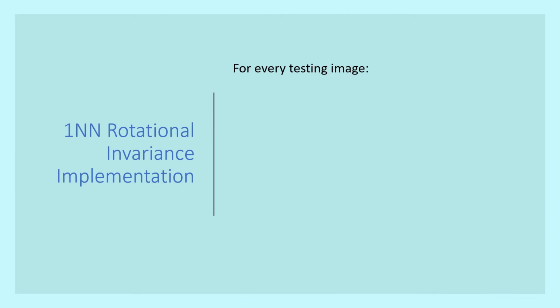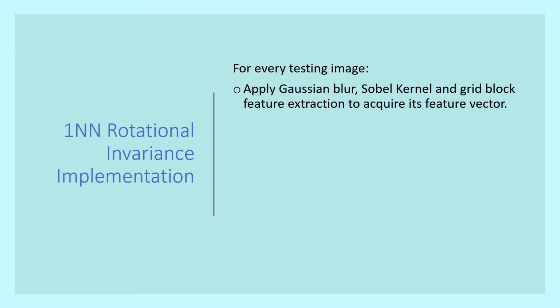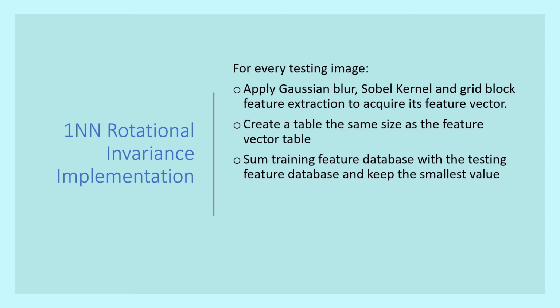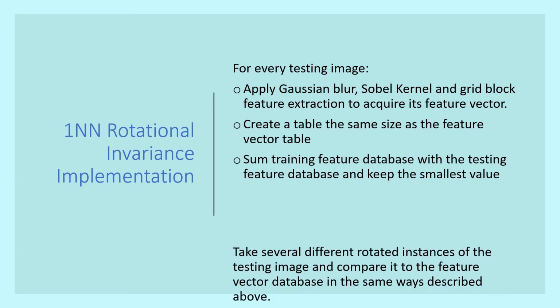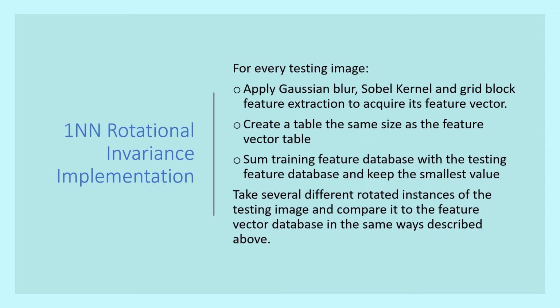Now that we have a trained database, all that's left is implementing the 1NN algorithm. The first step is to perform the same actions executed on the training images to the testing image, except for adding the classifier label. Then I replicate this feature vector until it's the same size as the training feature vector table. At this point, we now sum the training and testing feature databases and keep the smallest value and its label. To make the angle of the testing image rotationally invariant, I take the original image and rotate it at a user-defined amount of degrees and perform the same actions listed above.